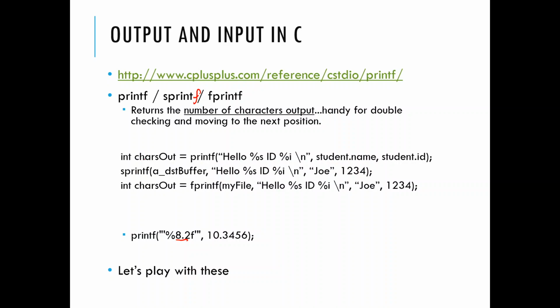sprintf will do the same thing. It'll return the number of characters that are being output, or that are going to be put into this buffer right here. So here's the same thing. Joe in 1234 is going to go into this particular string. This particular string is going to be stored in a destination buffer right here. I don't know if you can see the cursor or not.